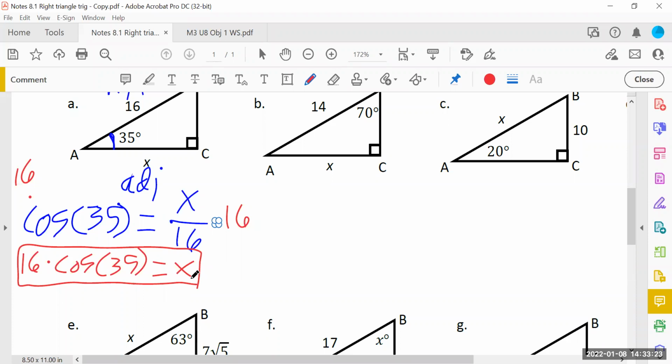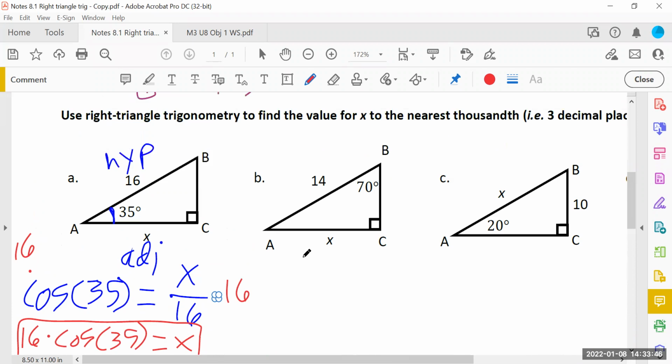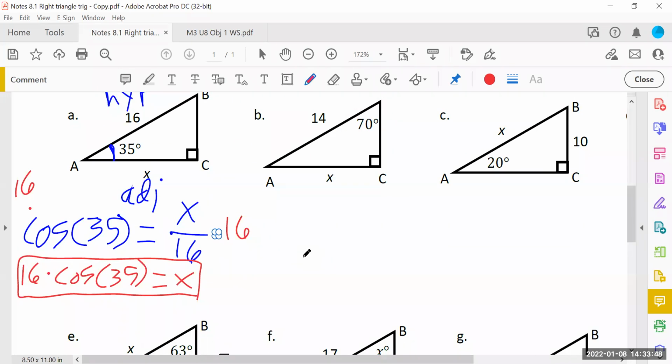On an iPhone, you're going to do the 35 and then hit the cosine symbol. If you do that, you should get 0.819 or so, and then times 16, and you should get 13.106. The instructions here say to give this to the nearest thousandth. So that's what I'm going to put. X is equal to 13.106. That's an approximate rounded answer.